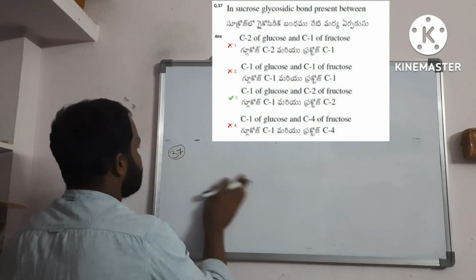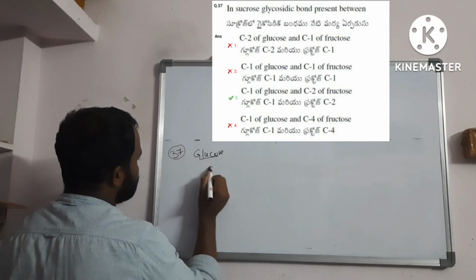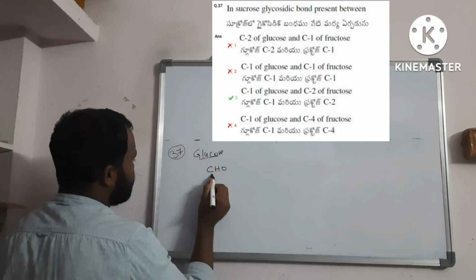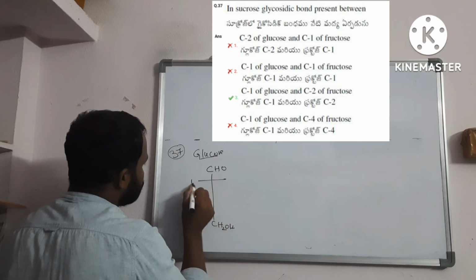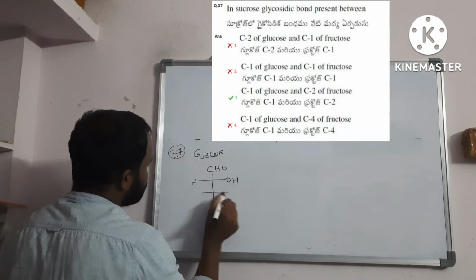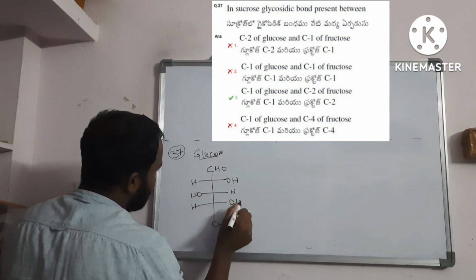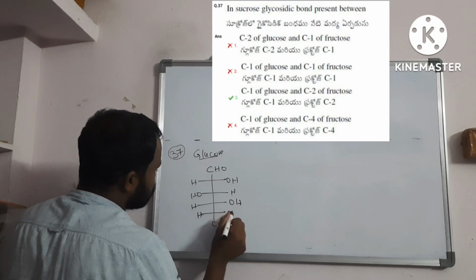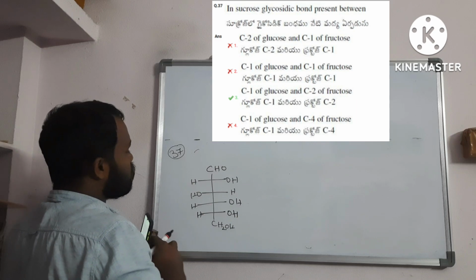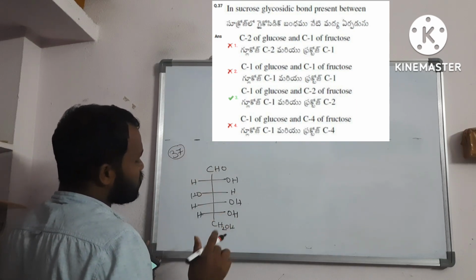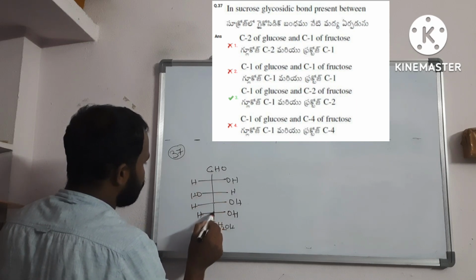First I am writing the glucose structure, right? What is the glucose structure? Here glucose has the aldehyde group CHO, and here CH2OH. These are H OH, OH H, H OH, and again H OH. This is the glucose structure, right? If you want to write the glucopyranose structure, pyranose means C1 to C5 carbon. This is the first carbon, 1, 2, 3, 4, 5.